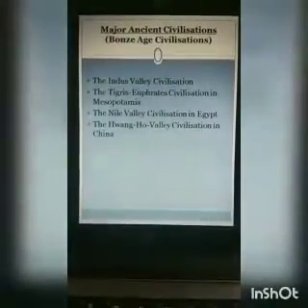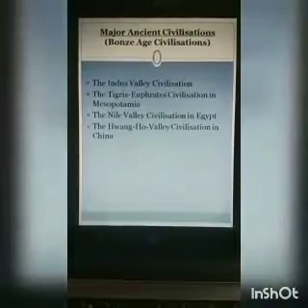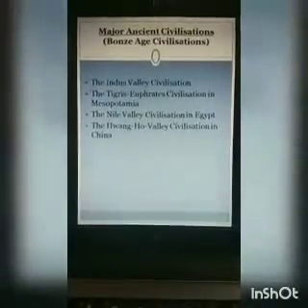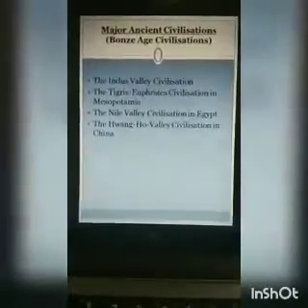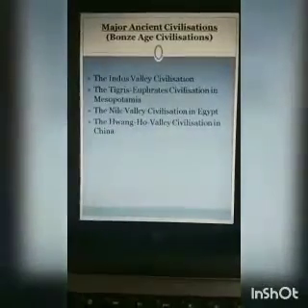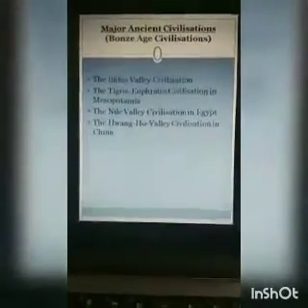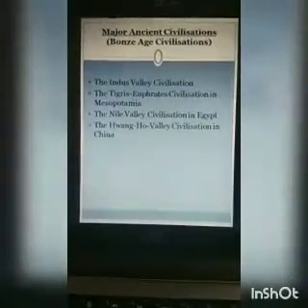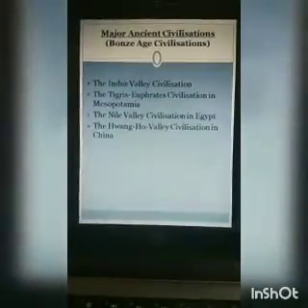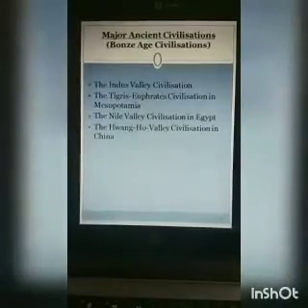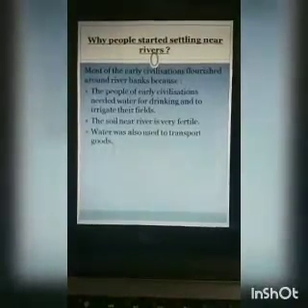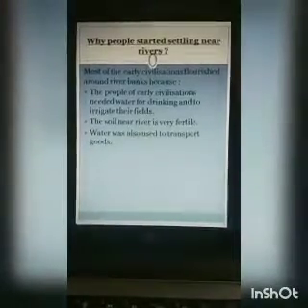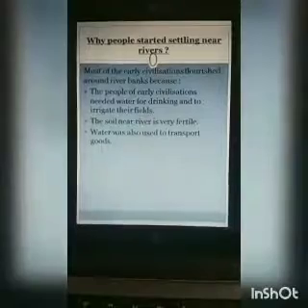Some of the major ancient civilizations which emerged during this time period were, first, the Indus Valley Civilization, which emerged on the bank of river Indus. Second is the Mesopotamian civilization, which developed between the rivers Euphrates and Tigris. The third one is the Egyptian civilization, which emerged on the bank of the river Nile. The fourth one is the Chinese civilization, which grew on the bank of river Huang Ho. All these civilizations emerged on the bank of major rivers.